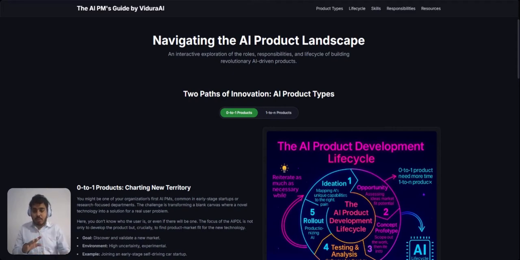The first thing I want to mention is that managing an AI product is not just traditional product management with a tech pitch. It requires a unique blend of technical understanding, strategic thinking, and ethical consideration. Now let's start by understanding that not all AI products are created equal. There are two fundamental parts in AI product development. The first one is 0 to 1 products.